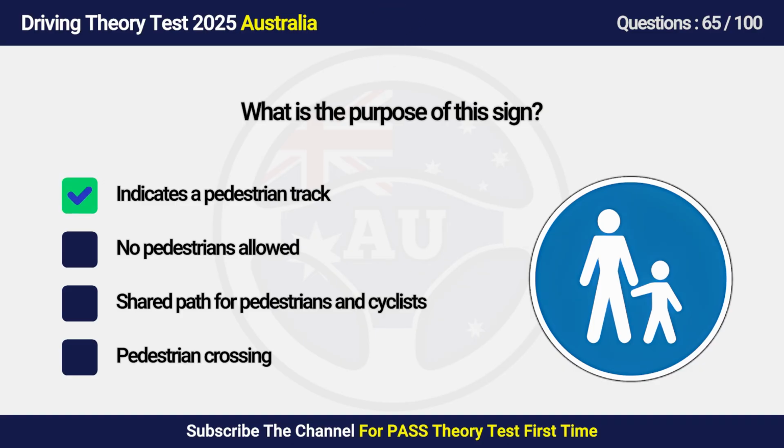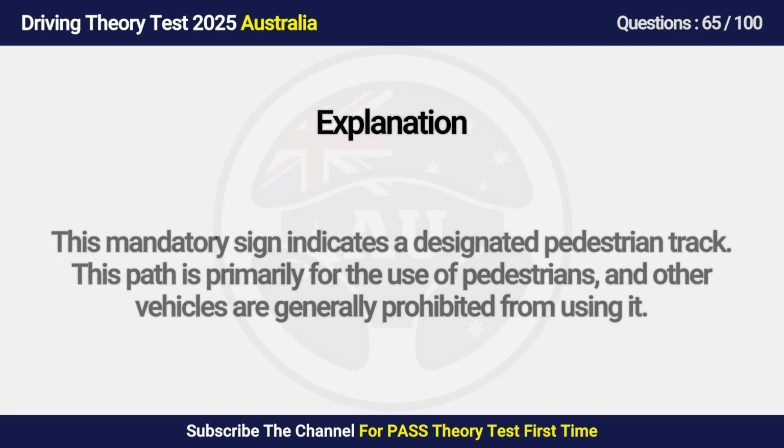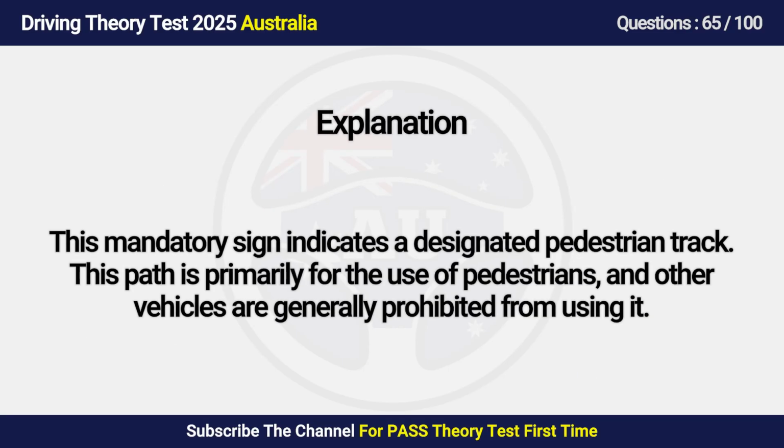Answer is A, pedestrian track. This mandatory sign indicates a pedestrian track. This path is primarily for the use of pedestrians, and other vehicles are generally prohibited from using it.